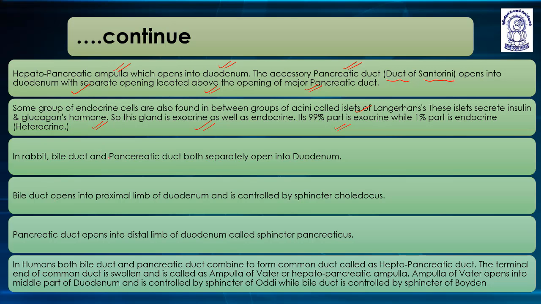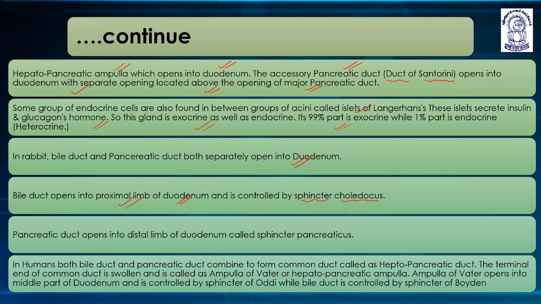In rabbit, the bile duct and the pancreatic duct both open separately into the duodenum. In humans, the bile duct merges with the pancreatic duct to form the duct of Wirsung or the major pancreatic duct, which opens into the duodenum along with the opening of the accessory pancreatic duct, known as the duct of Santorini. While in rabbit, the bile duct opens into the proximal limb of the duodenum and is controlled by the sphincter choledochus.